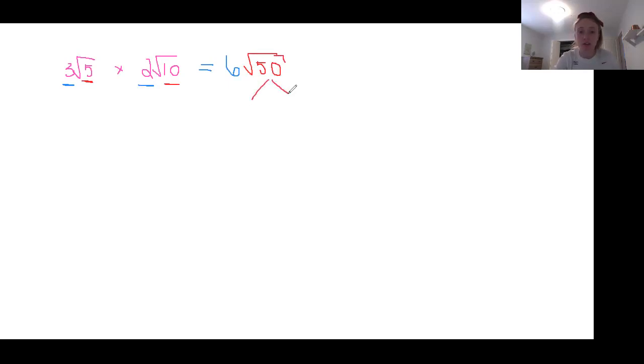So 50, I know 50 is 5 and 10. 5, I can't simplify anymore. 10, I know is 2 and 5. So I have 2 5s. I have a pair of 5s. So I already have this 6 out front, so I know I have to keep that out there.